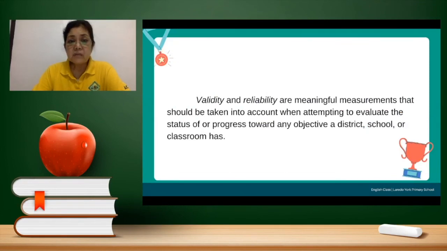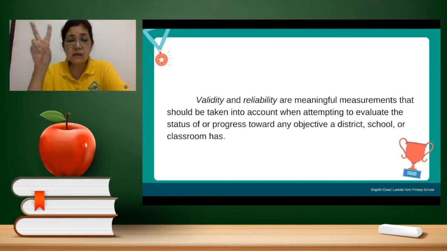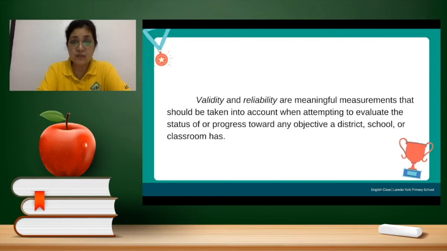So validity and reliability, both of them are meaningful measurements that should be taken into account in attempting to evaluate the status of progress toward any objective that any district, school, or classroom has. When we talk of validity and reliability, they are always related to one another. So you cannot say that the test is reliable if it is not valid. But we can say that if the test is valid, it is always reliable.